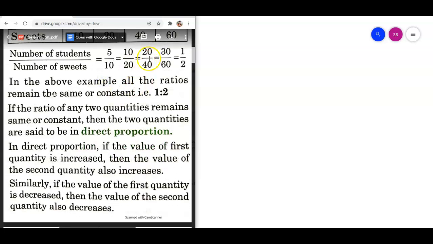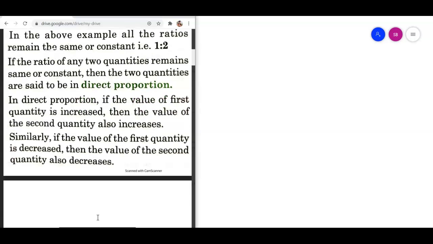So in direct proportion, if the value of first quantity is increased, then the value of the second quantity also increases. Similarly, if the value of the first quantity is decreased, then the value of the second quantity also decreases. So it is vice versa. That is, if the value of the first quantity increases, then the second quantity value will also increase. But if the value decreases, then the second quantity's value will also decrease. So it's vice versa. So let's go ahead.